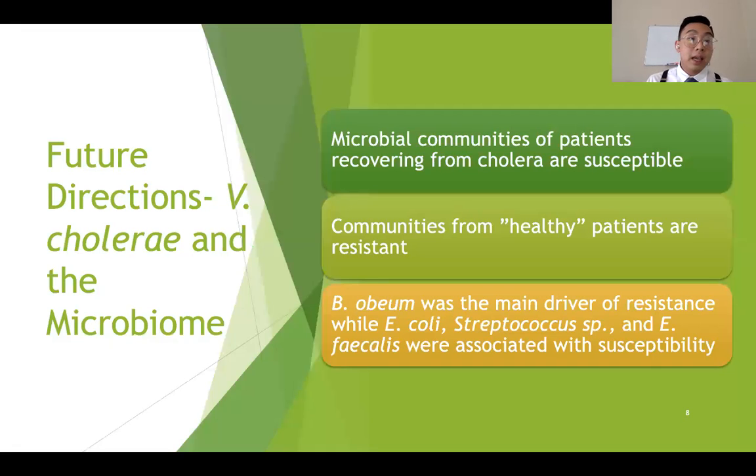In terms of investigating Vibrio cholera's interactions with the microbiome, there are three main observations from previous papers in our lab to consider. First of all, the microbial communities of patients recovering from cholera were susceptible to future cholera infections. Communities from healthy patients were found to be resistant to cholera infections, and Blautia obeum was found to be the main driver of resistance against cholera infection, whereas E. coli, Streptococcus, and Enterococcus faecalis were associated with the susceptibility to cholera infection.